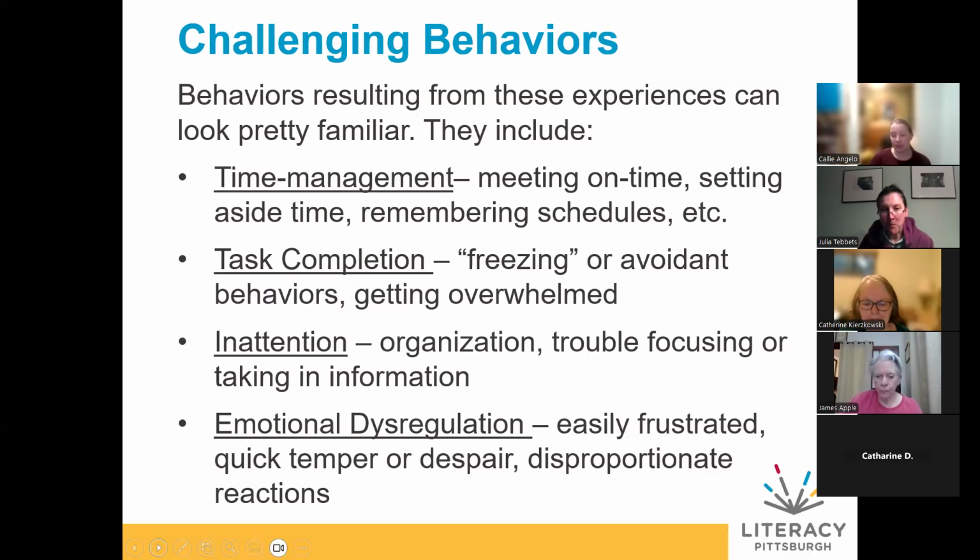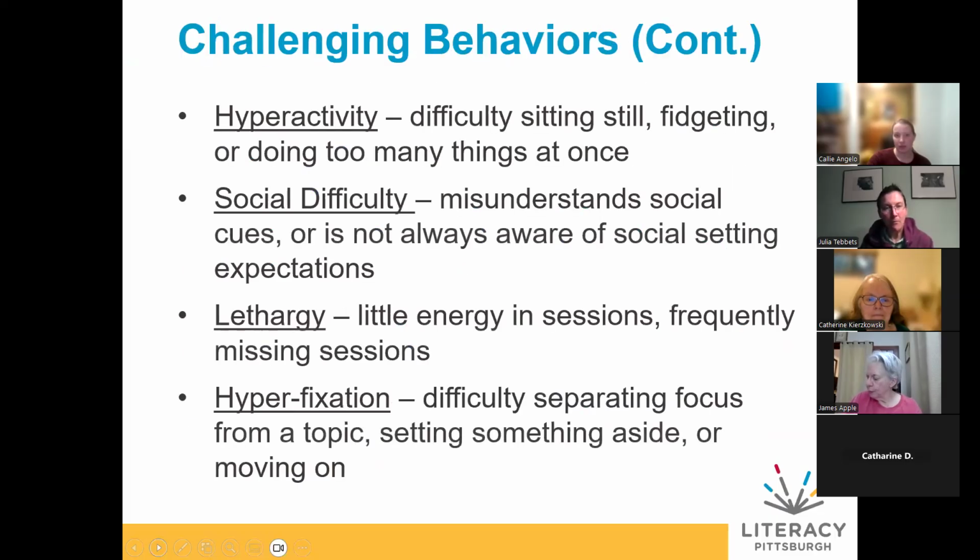Emotional dysregulation. This can be getting easily frustrated, having a student that's quick to temper or quick to despair, quick to give up. It can also mean disproportionate reactions to things. It can also be difficulty calming down after an event that would cause dysregulation. Hyperactivity can be difficulty sitting still, fidgeting or bouncing your leg. It can also be doing too many things at one time.